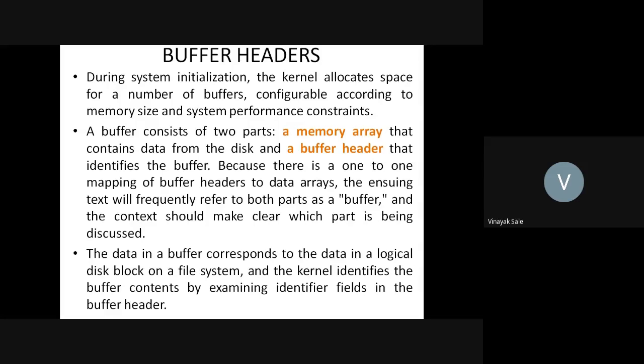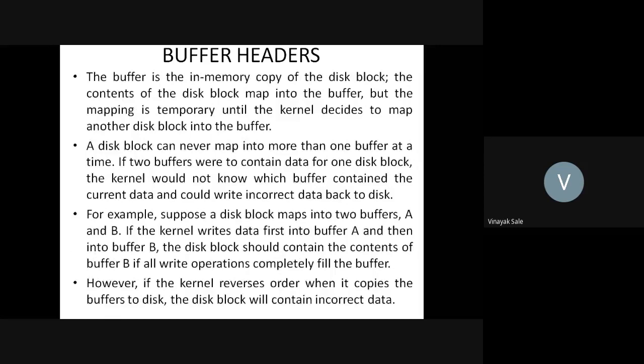I will refer to both parts as a buffer, and context should make clear which part is being discussed. The data in a buffer corresponds to data in a logical disk block on a file system, and the kernel identifies the buffer contents by examining the identifier fields in the buffer header.